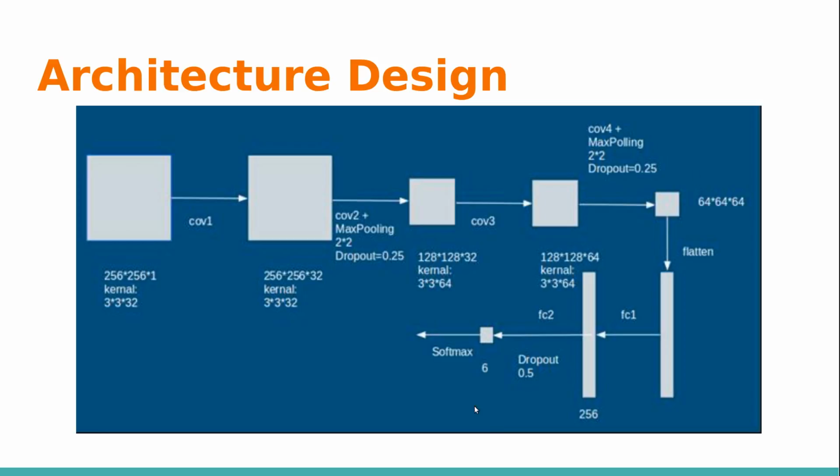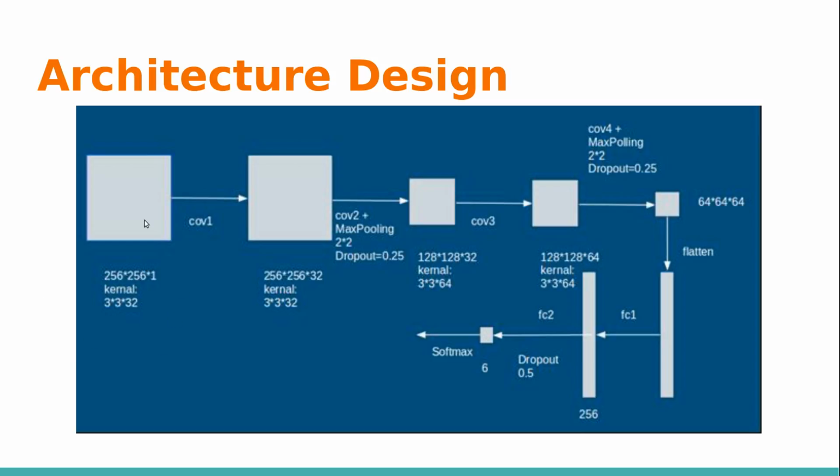Here is the architecture of my neural network. The first layer contains 256 by 256 by 1 pixels, and this is the input layer. Because the original data is not so uniform, some of them are RGB images and the others are gray level images. For RGB images, the size is 256 by 256 by 3, but for gray level images, the size is 256 by 256 by 1. So I convert all of them to gray level images to ensure uniformity.